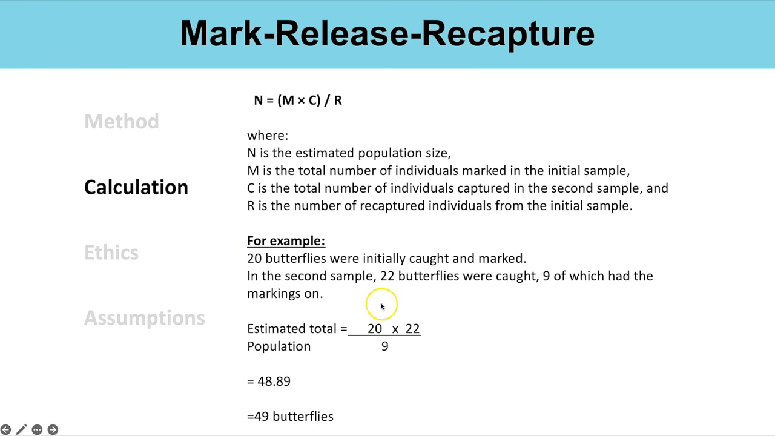So if we think about an example of this, we've got 20 butterflies initially caught and marked. We then had a second sample captured in which 22 were caught, 9 of which had the markings. So we would do 20, which was our initial sample, which is M, times 22, which is the number captured in the second sample, which is C, divided by 9, which is R, the number recaptured, and that comes to 48.89. Because we're estimating the number of individuals, we need to round to a whole number, so 49 butterflies would be our estimation of the population size.